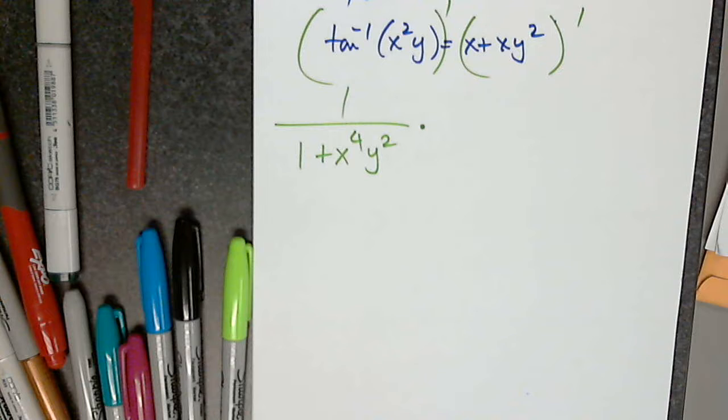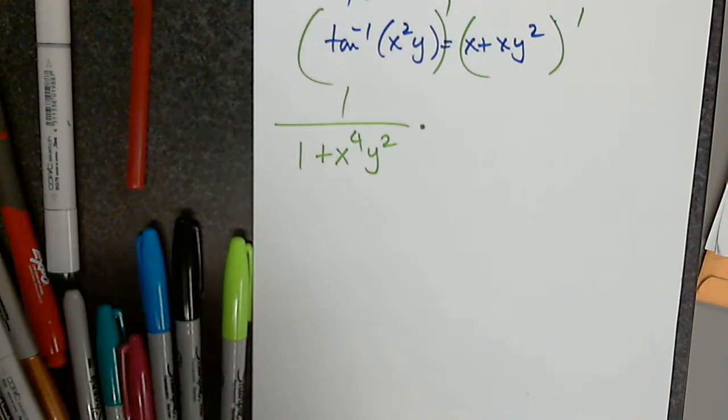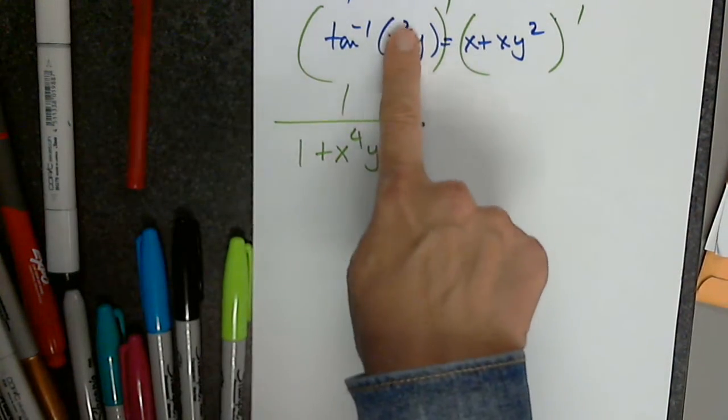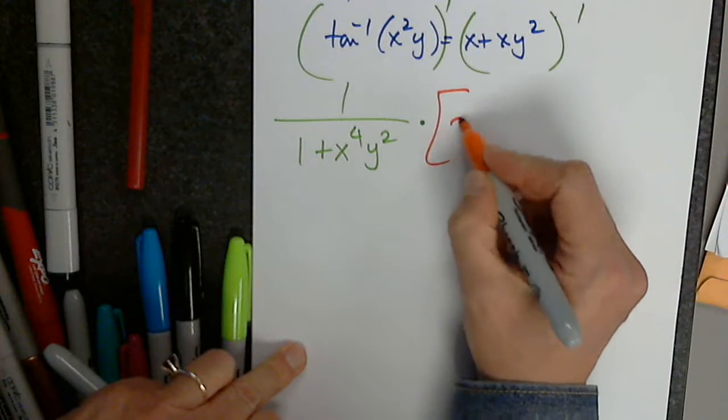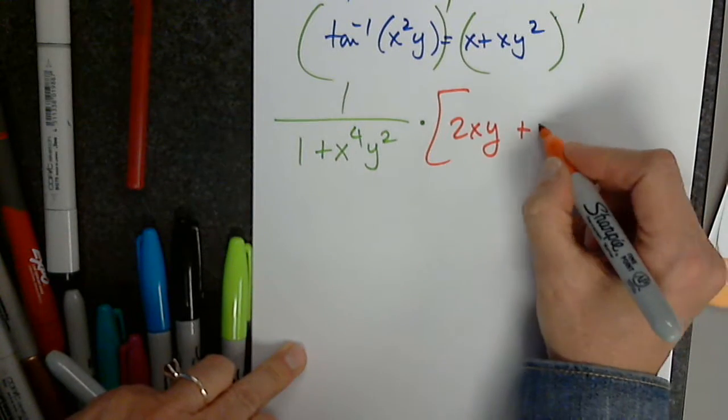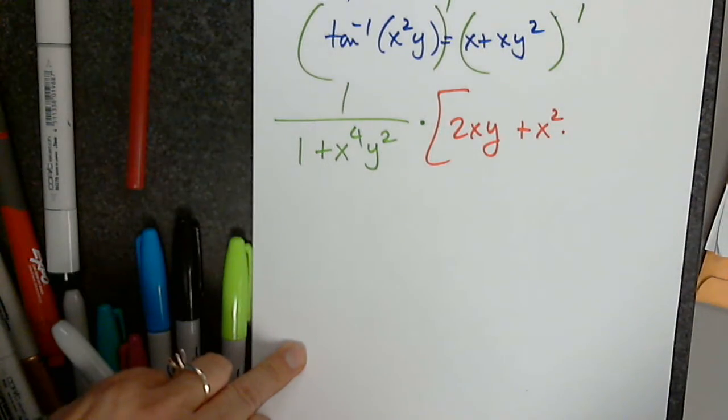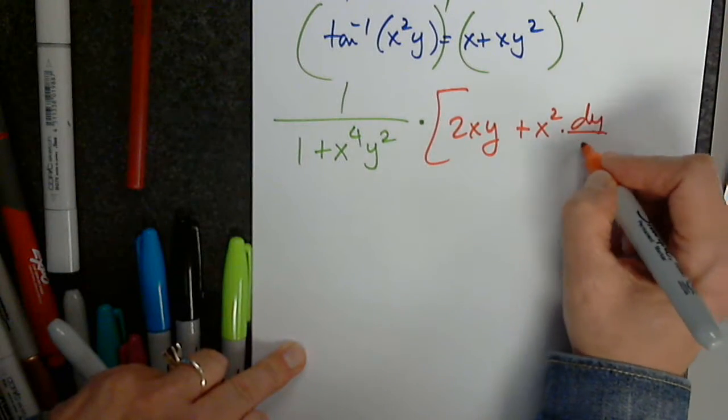It's 1 over an x squared, so you plug in the inner function x squared. Exactly. Yes. Good. Next step. Times the inner function prime. So that's 2x, times y plus x squared times... Excellent.